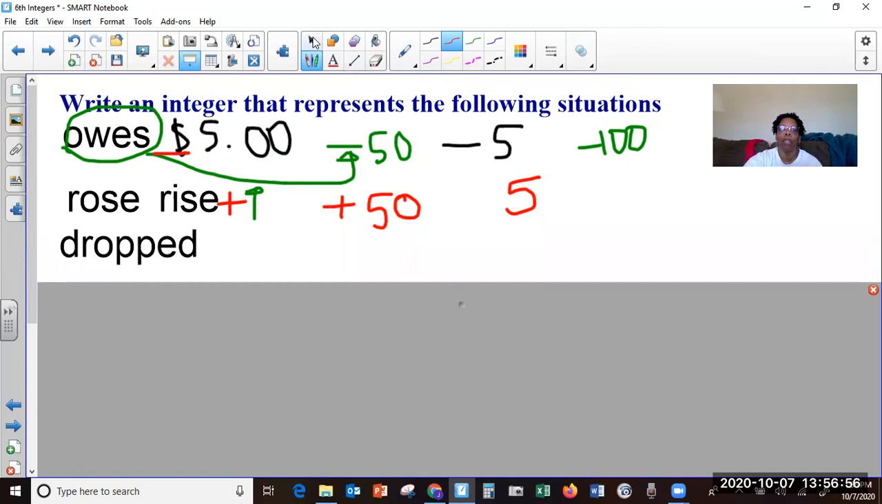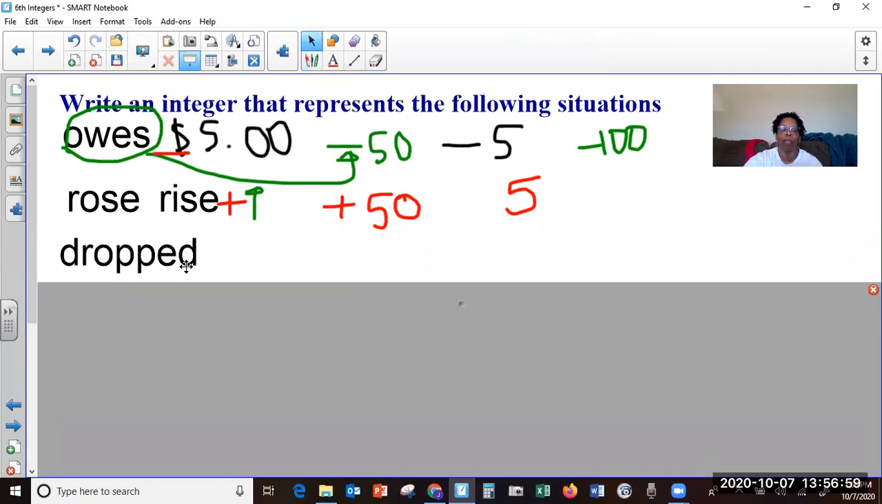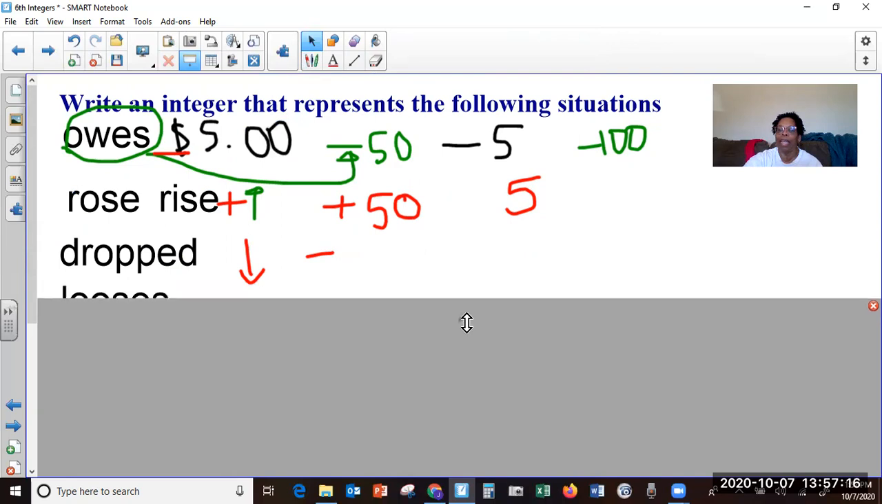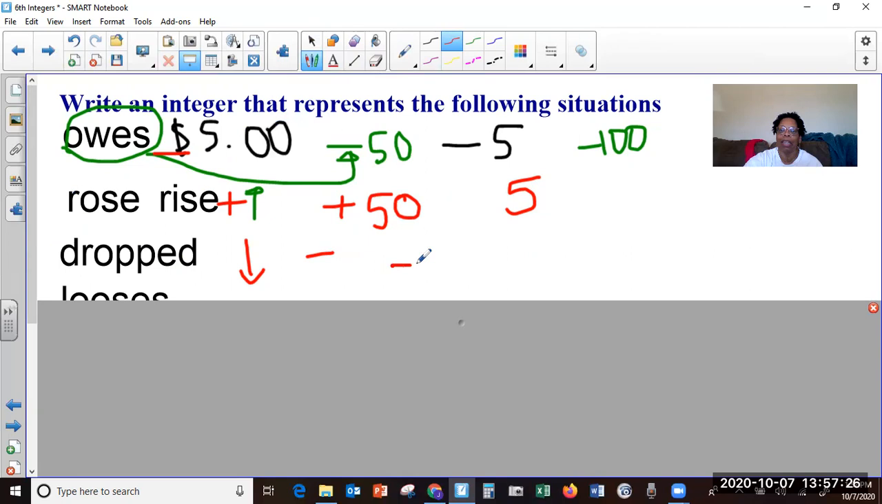How about dropped? You dropped something. What happens when you drop something? That's right, it goes down. So is that positive or negative? That is correct, that's negative. So I dropped the plant 4 feet to the ground. Then that's going to be represented as -4. Dropped is negative.